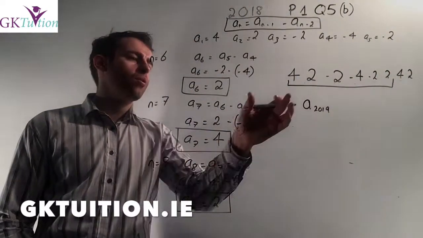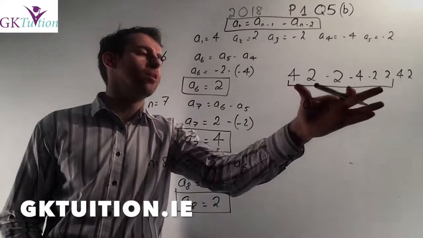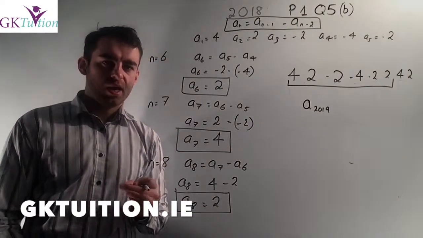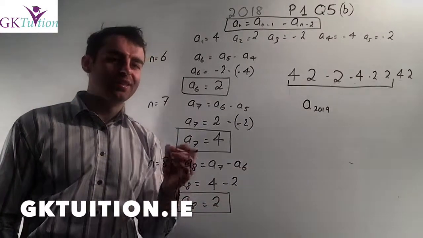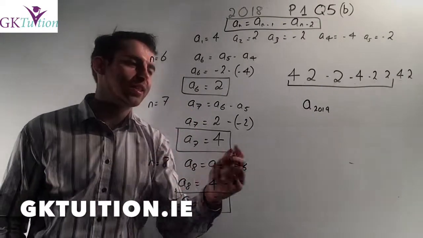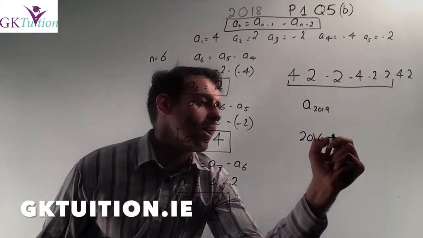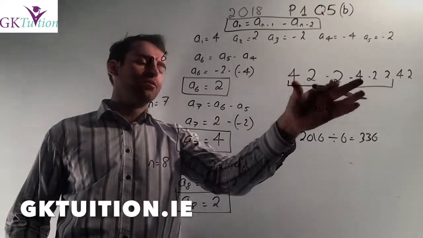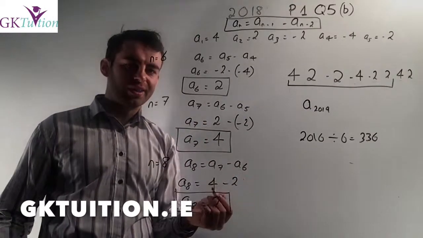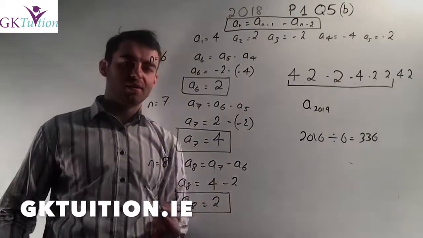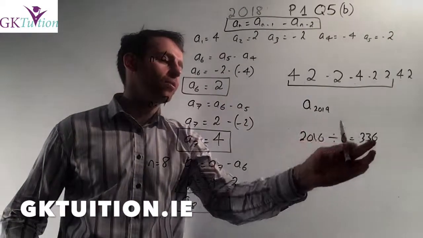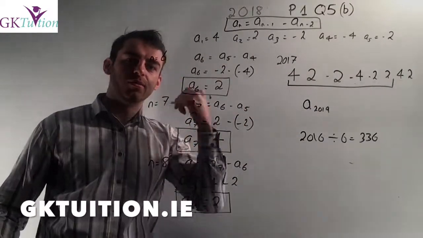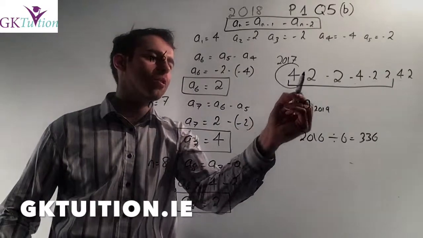First of all, you should work out how many times these 6 numbers will have repeated themselves between 0 and 2019. The closest number that will divide into 2019 is 2016. If you get 2016 and you divide it by 6, you'll get 336. Which means that these 6 numbers will repeat themselves 336 times between 0 and 2019. So if it's repeated itself 336 times, that means that the 2017th number, it will start again. So the 2017th number will be 4.